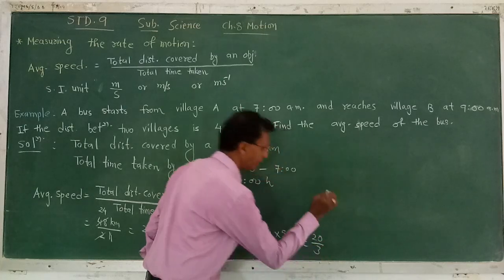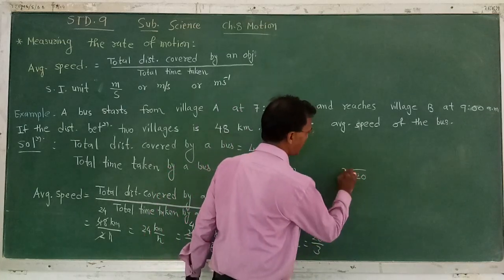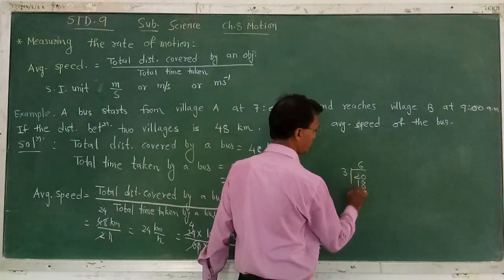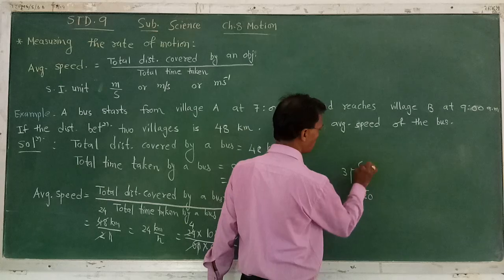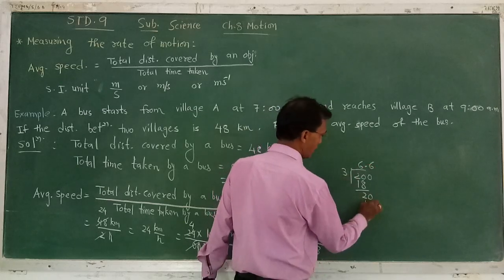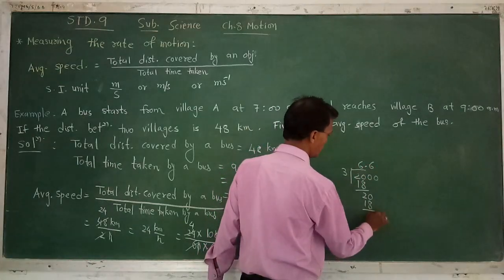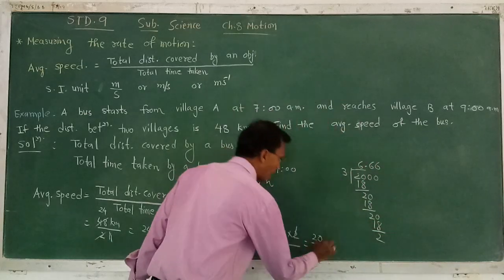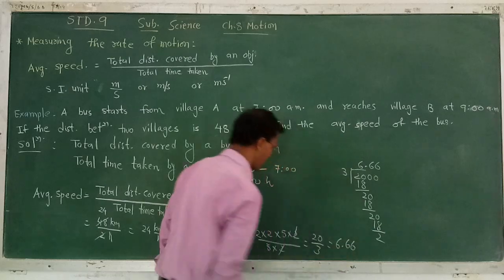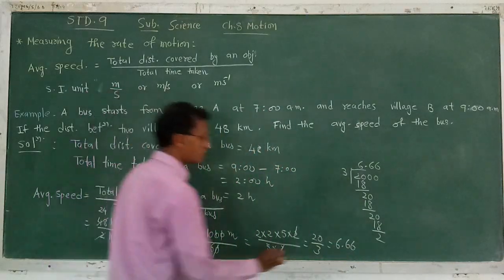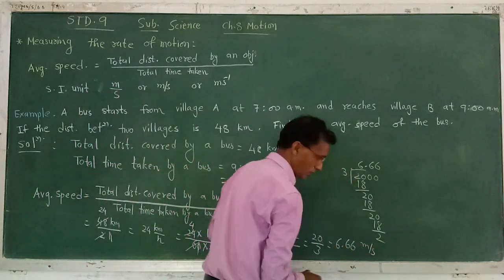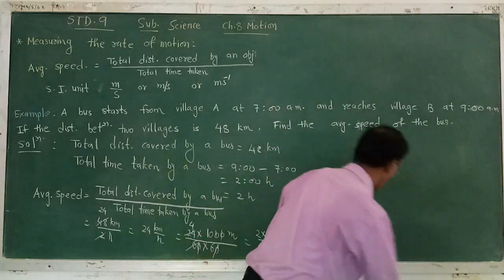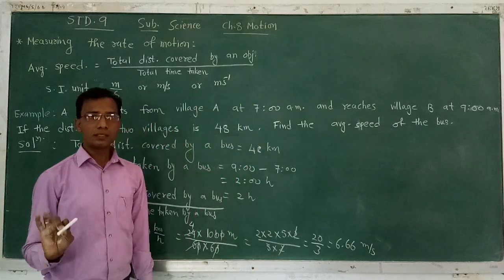20 divided by 3. 3 6s are 18, so here 2 0 0 point, 3 6s are 18, 2 0 0, 3 6s are 18, and so on. So the average speed is 6.66 meter per second. So the average speed of the bus is 6.66 meter per second.